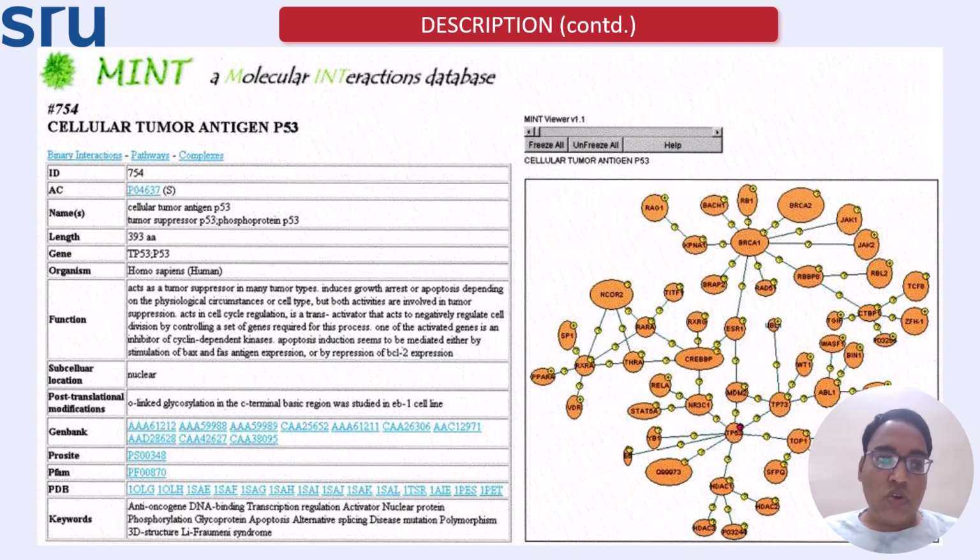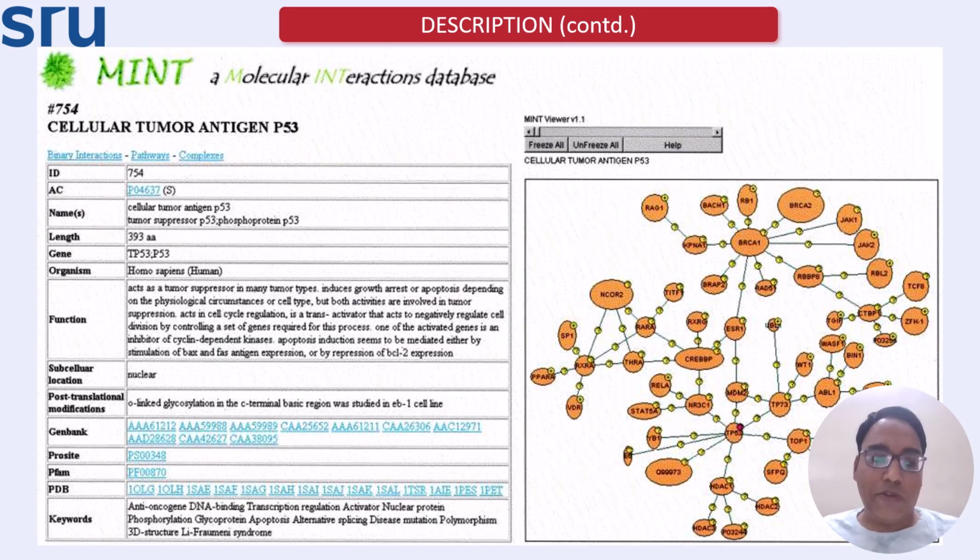Okay, so cellular tumor antigen, then tumor suppressor P53, soft protein. This is now named as 393 amino acids, Homo sapiens, giving the functional details. It is found in the nucleus. This detail we get in the BioGRID also. But see, post translational modifications, we get it there also. But do you get it here?